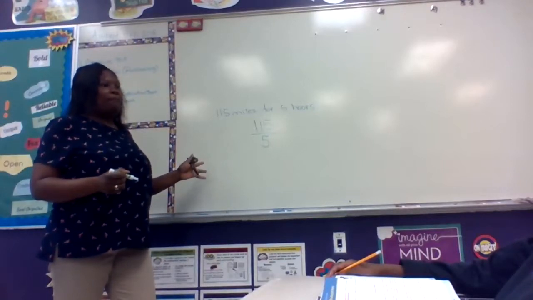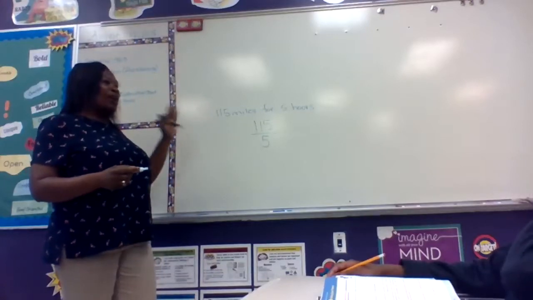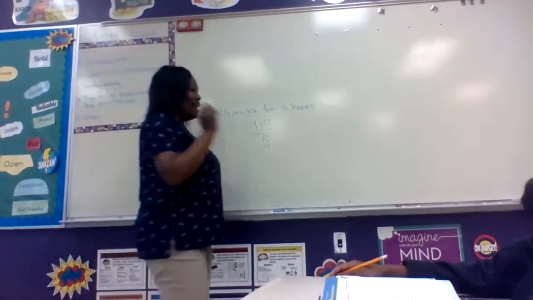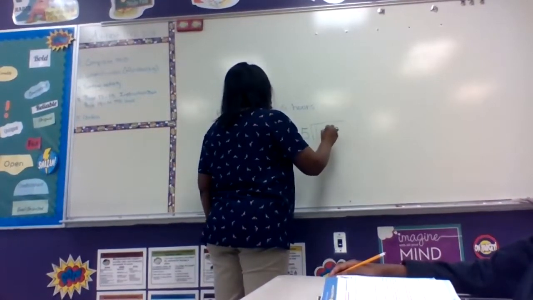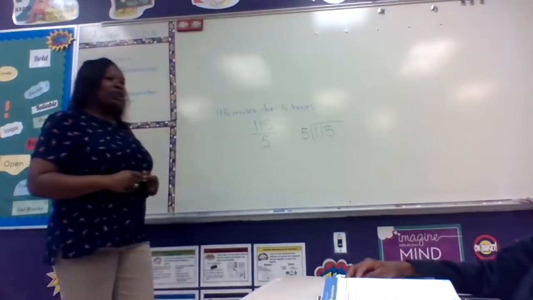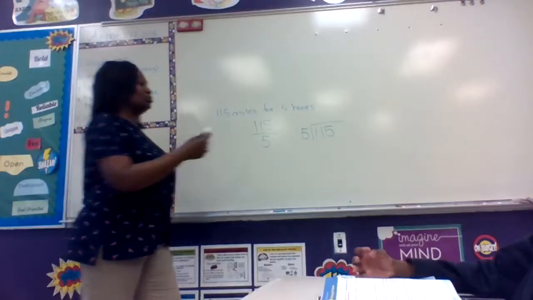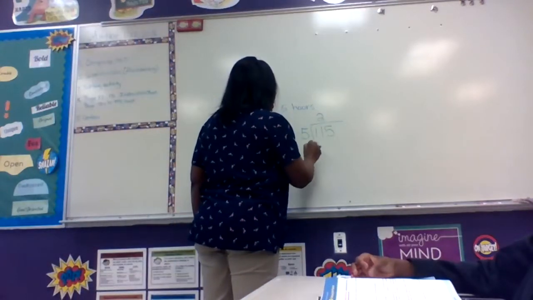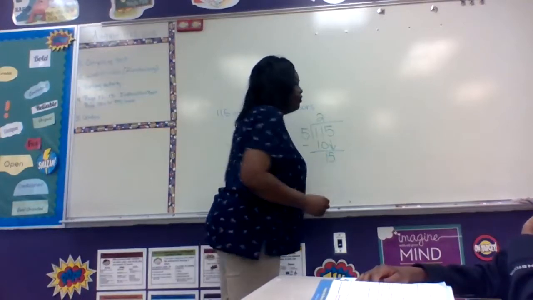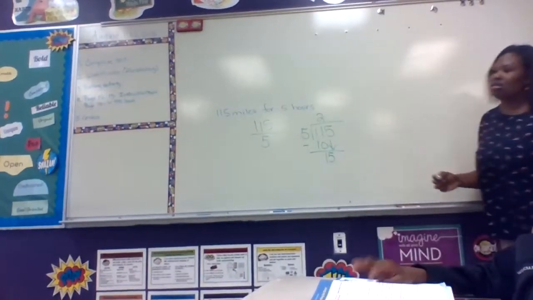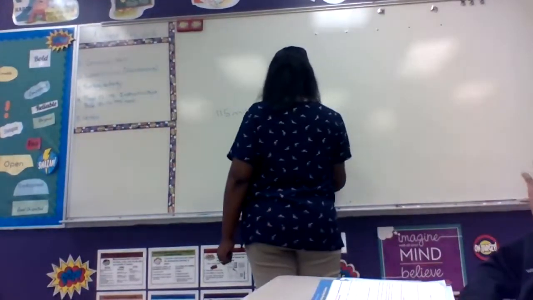All right. So my rate is what? What would I have to do to find my rate? I would have to divide. So I'm going to divide 5 into 115. All right, Amy. How many 5s are in 11? 2. 5 times 2 is what, class? 10. Jarvis, how many 5s are in 15? 3. Because 5 times 3 is 15.